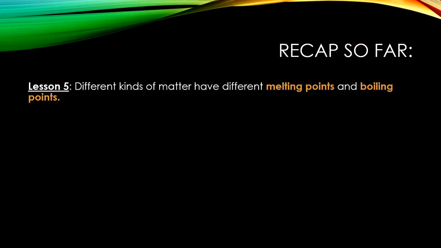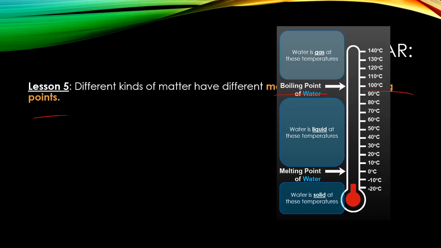In our 5th lesson, we learned that different kinds of matter have different melting points and boiling points. We looked at a whole bunch of thermometers that looked kind of like this, and we learned that a melting point and a boiling point are the temperatures at which matter changes between solid, liquid, and gas. So we learned that the melting point of water is down here, right at 0 degrees Celsius, and that anytime you have water that's colder than that, it's going to be solid at those temperatures. We learned that the boiling point of water is up here at 100 degrees Celsius.